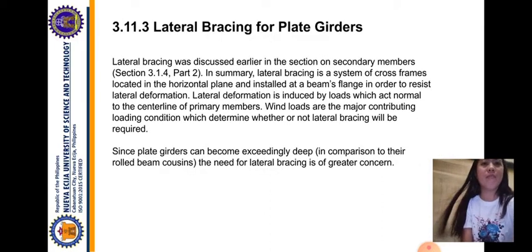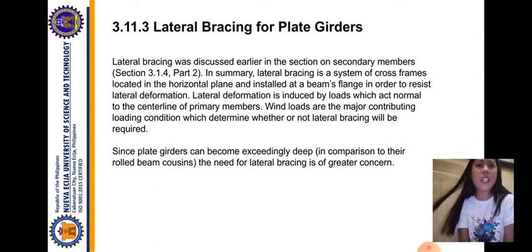Lateral bracing for plate girders. Lateral bracing was discussed earlier in the section on secondary members, section 3.1.4, part 2. In summary, lateral bracing is a system of cross frames located in the horizontal plane and installed at the beam's flange in order to resist lateral deformation. Lateral deformation is induced by loads which act normal to the center line of primary members. Wind loads are the major contributing loading condition which determine whether or not lateral bracing will be required.